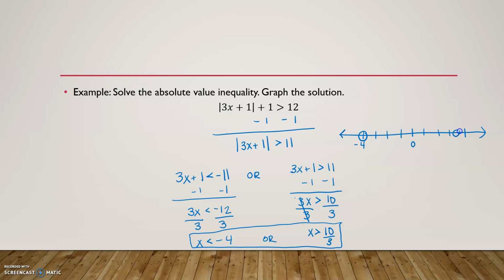And I'm not going to measure it out. I'm just going to kind of estimate. For the negative 4, it's x is less than. And for the 10 thirds, it's greater than. They should always be going in opposite directions when it's an or statement. So that's how we would do the first one.